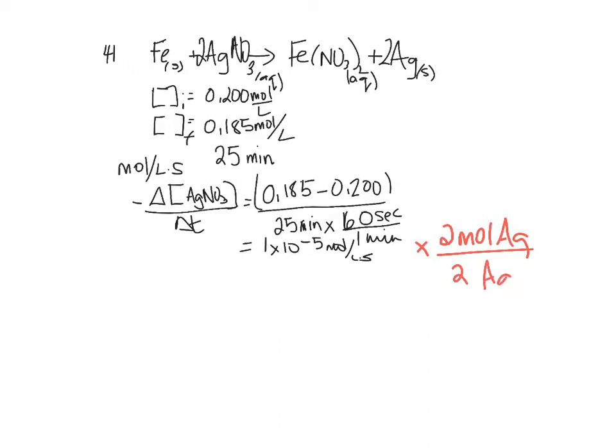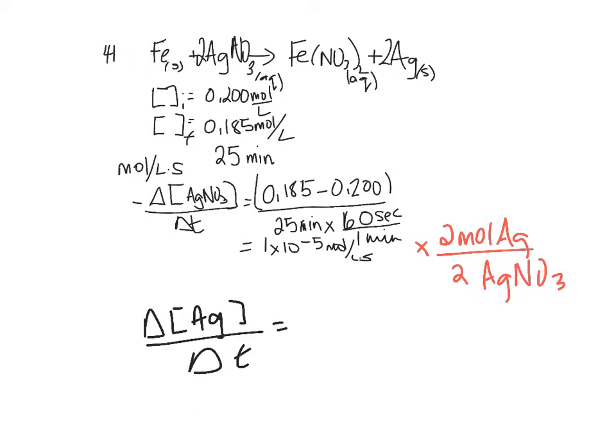Yeah. But now you just change the unit. So now the rate of change of the concentration of silver, well, actually it would be mass of silver, is 1 times 10 to the negative 5 mole per liter per second. But this time it's a plus, right?